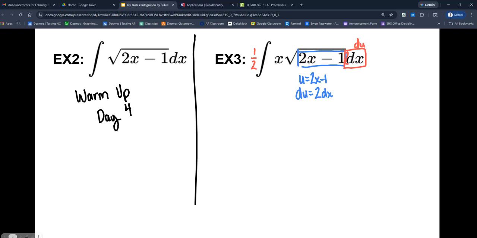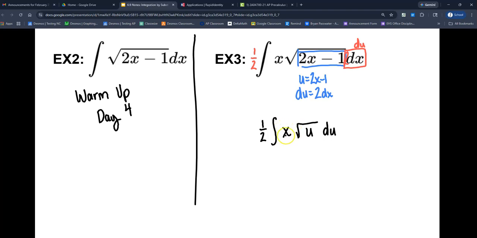I've set everything up like I did on the warm-up. If I replace everything that can be replaced, I've got the 1/2 right here. I've got the integral symbol. Can I replace that x? It's still there right now. I've got the square root of u du. Can I integrate with respect to u while I still have an x right here? I cannot.